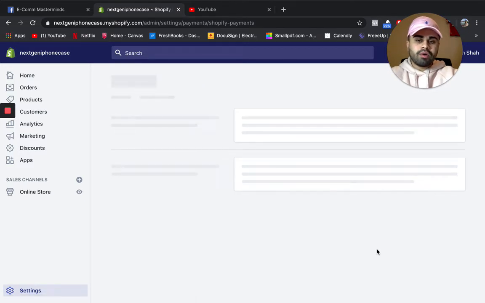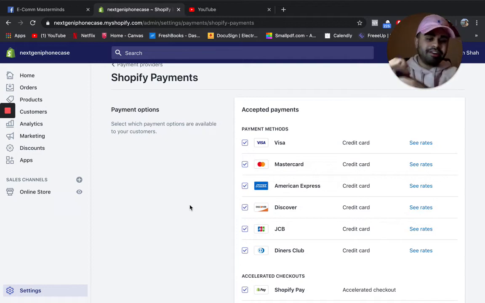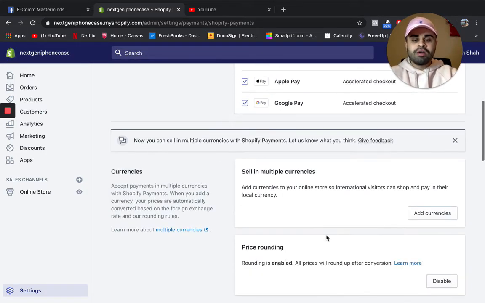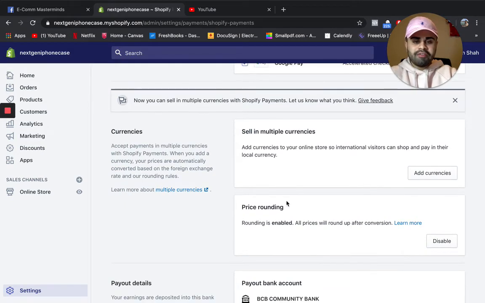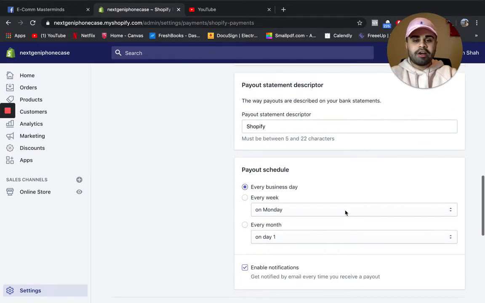Now you also want to enable all of these payment methods: Visa, MasterCard, American Express, and Discover. These are your four major credit card companies. MasterCard, there you go. JCB and Diners Club. You can also have accelerated checkouts: Shopify Pay, Apple Pay, and Google Pay. Again, it's not a hindrance. It just makes people's lives easier, and it increases that conversion rate as well. So make sure you have that. If you're selling in multiple currencies, depending on your situation, you can enable that as well. Obviously, make sure your bank is there.